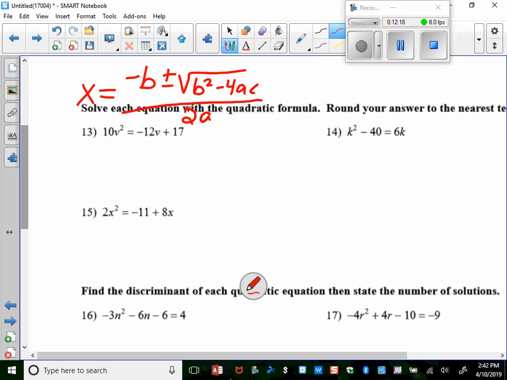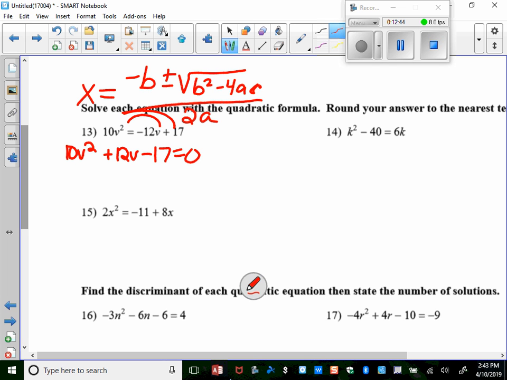Okay, it's also going to be on your formula sheet that you get for your SOL, so you don't have to, again, you don't have to memorize it. You do need to set it equal to 0 first before you start picking out A, B, and C. So we're going to move all this stuff over. You got to move it over there with the squared term. So 10b squared plus 12b minus 17.